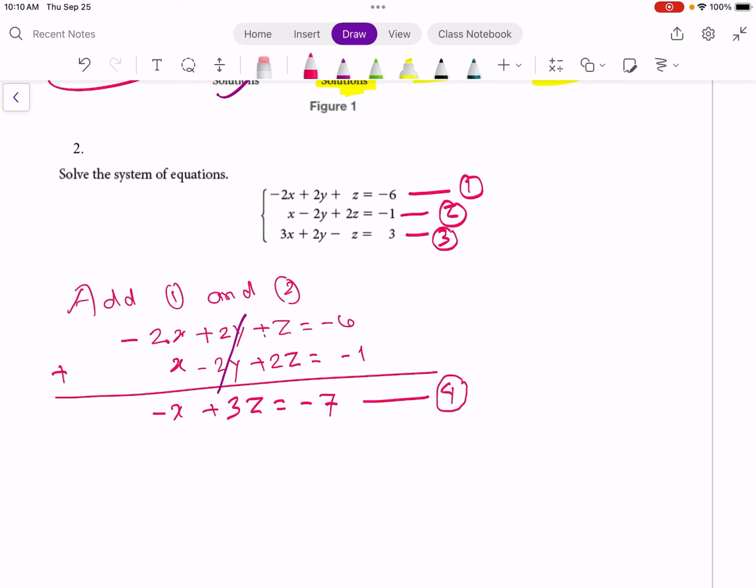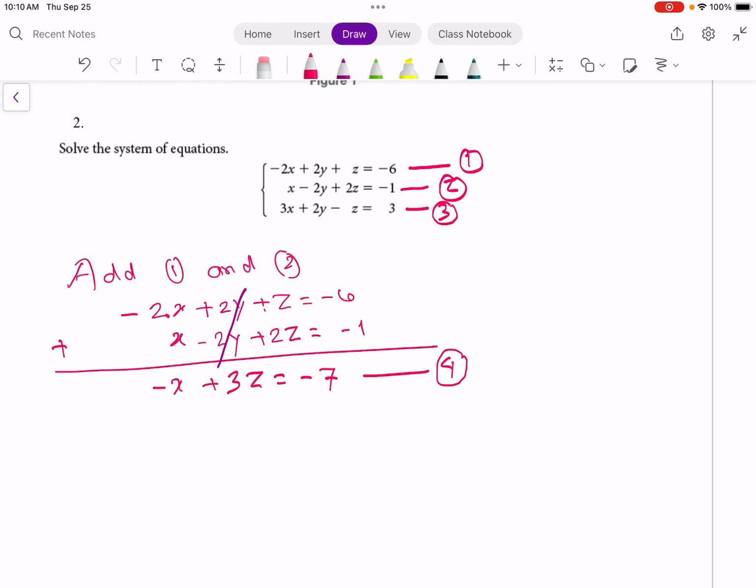Okay, at first you can eliminate any variable. If you want, you can eliminate x, y, or z, but here it's easier to eliminate y. Now we added equations 1 and 2, right? Now we take another pair of equations and eliminate exactly the same variable y. We picked 1 and 2. Now let's pick equation 1, 3 or 2, 3, okay, and eliminate y.